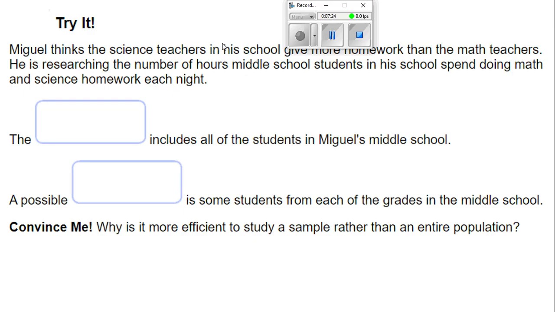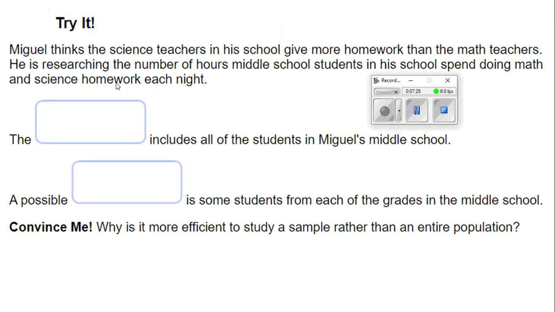Here we go with our try it. Miguel thinks that the science teacher in his school gives more homework than the math teachers. He is researching the number of hours middle school students in his school spend doing math and science homework each night. Well, it says blank, the blank includes all of the students in Miguel's middle school. Remember, earlier we said the population is what includes all of the people. So since we're talking about middle school students, we're talking about the population of the students at Miguel's middle school.